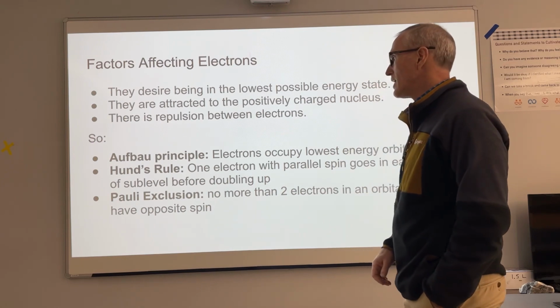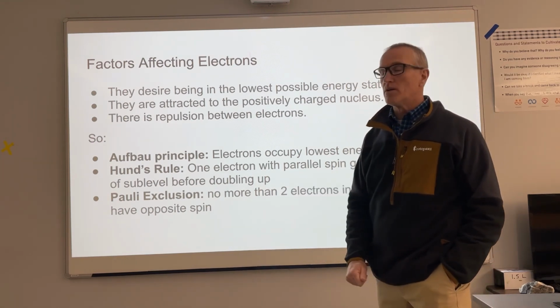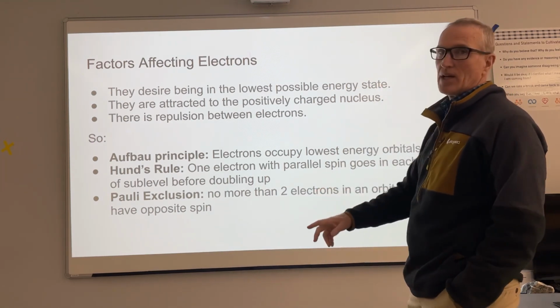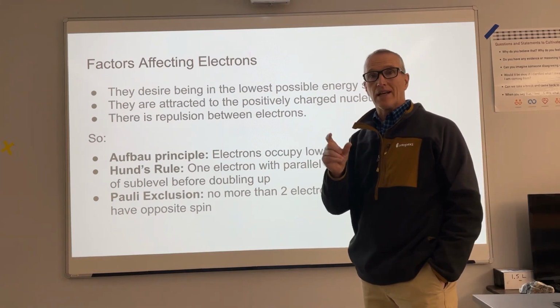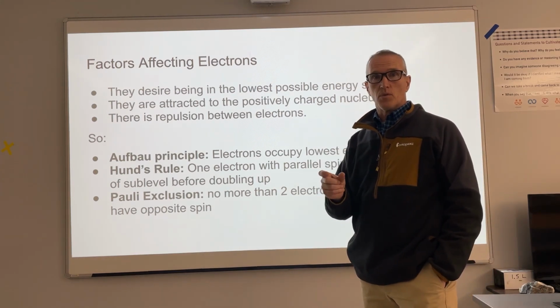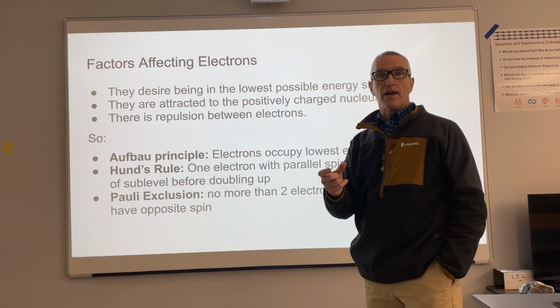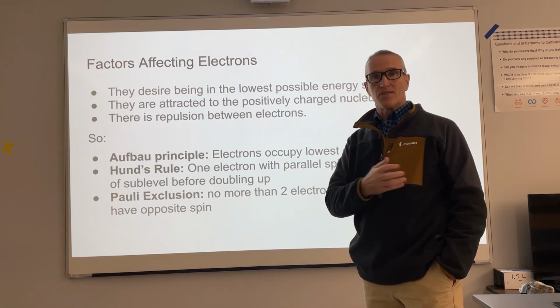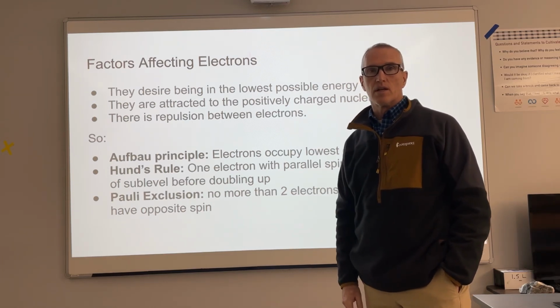That's Hund's rule. And then the Pauli exclusion principle, which explains that you can have no more than 2 electrons in any one orbital. So once we have 2 electrons in an orbital, that fills that orbital. The electrons have to find someplace else to go.